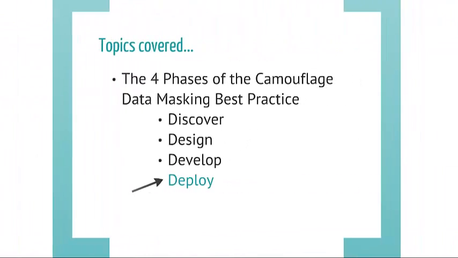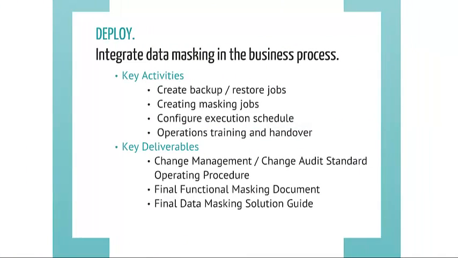The goal of the deploy phase is to design and implement a plan for integrating data masking into the overall production to non-production business process. It provides an opportunity to develop data masking schedules and integrate data masking into existing change management processes. The key activities within the deploy phase include create backup and restore jobs, creating masking jobs, configure execution schedule, and operations training and handover. Final key deliverables include change management, change audit standard operating procedure, final functional masking document, and the final data masking solution guide.